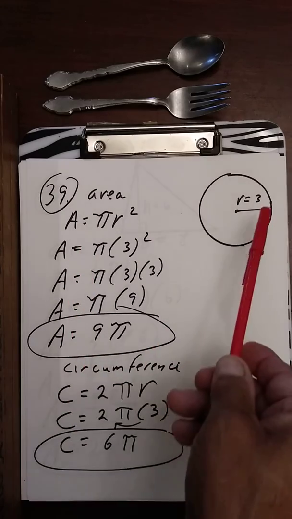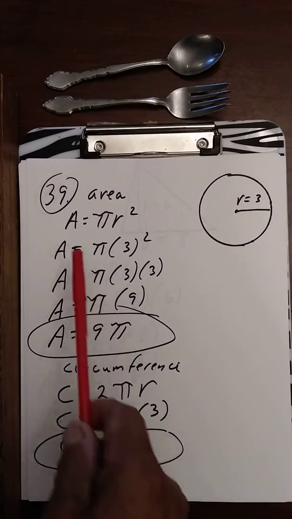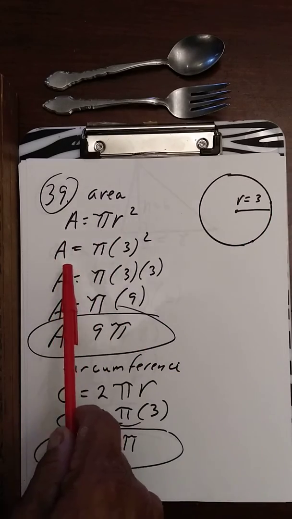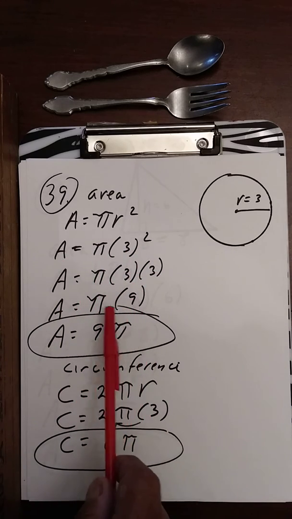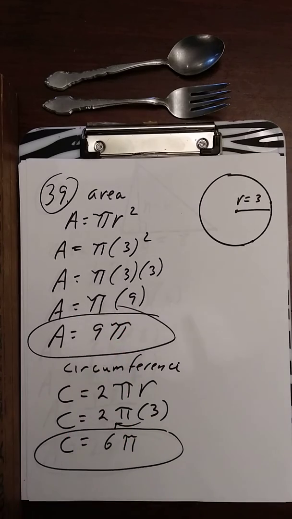Find the area of the circle. Radius is 3. So area equals pi r squared. Area equals pi times 3 squared. 3 squared means 3 times 3, which is 9, and pi times 9 or 9 times pi. Circumference, all the way around it. Circumference is 2 pi r. So 2 times pi times 3. 3 times 2 is 6, put in front, 6 pi.